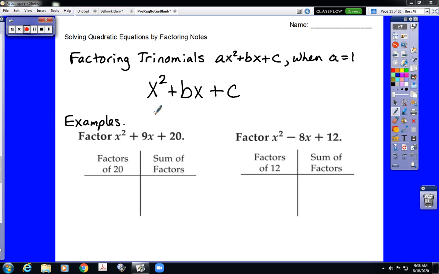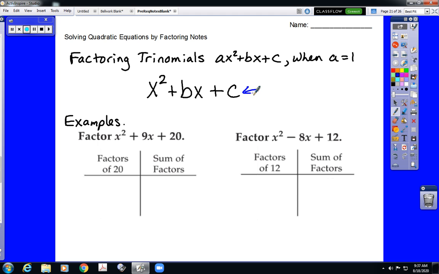Okay, this set of notes will cover, again, a review of how to solve quadratic equations by factoring. So, when we're talking about factoring trinomials for today, we're going to stick to trinomials in the form x squared plus bx plus c. In other words, our lead coefficient, the number in front of x squared, will always be 1 for today.